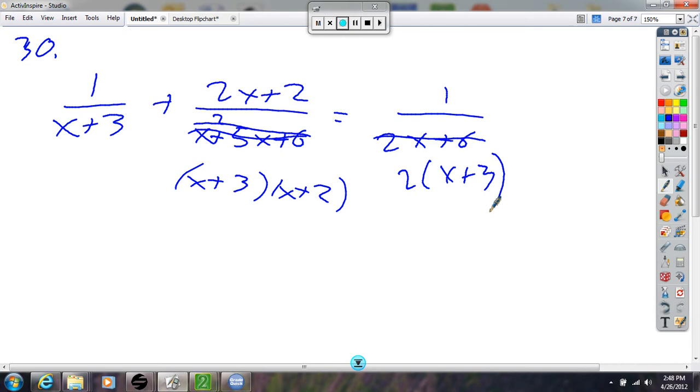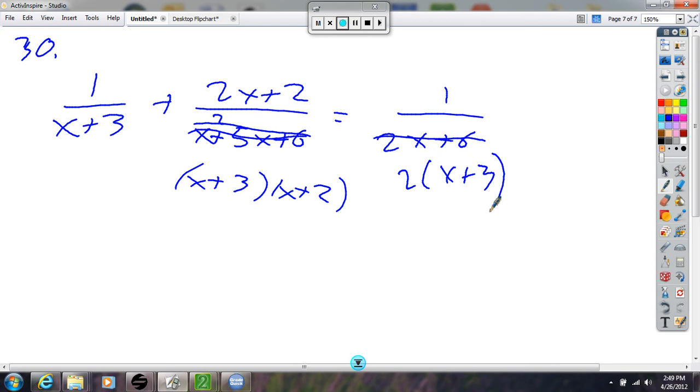It actually makes the problem longer, unless you can see that something is actually going to cancel. For instance, if I get x plus 1 down here, then I'll jump up here and factor the 2 out, take x plus 1 here, and cancel them.